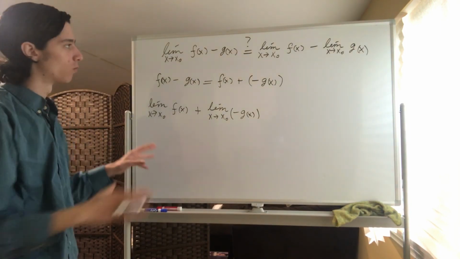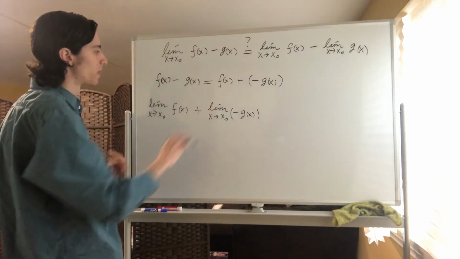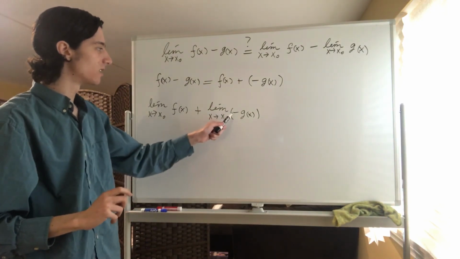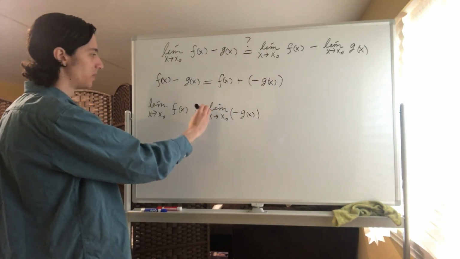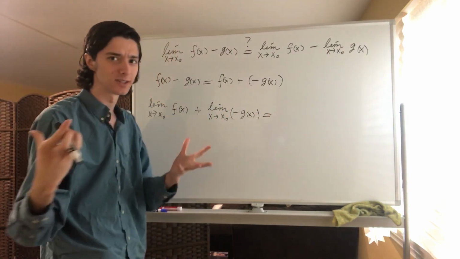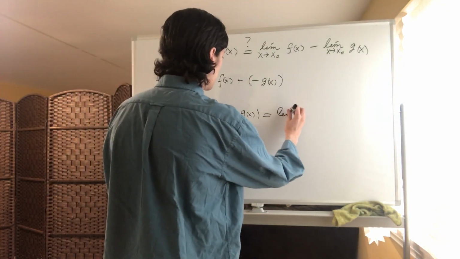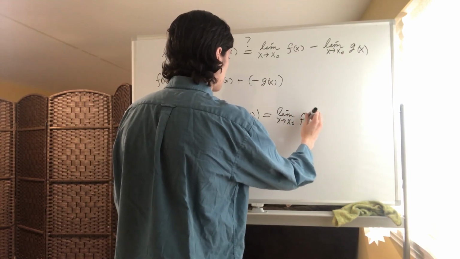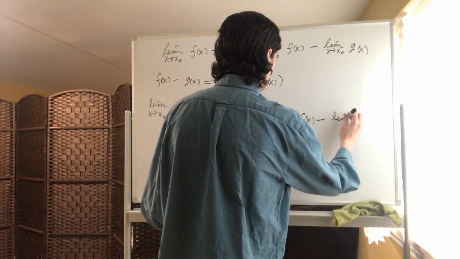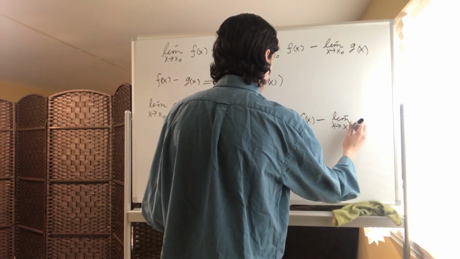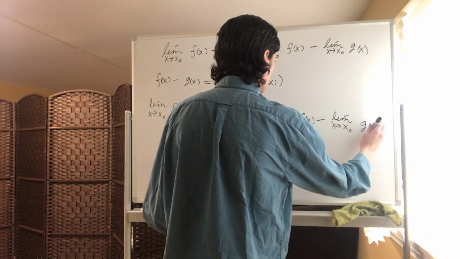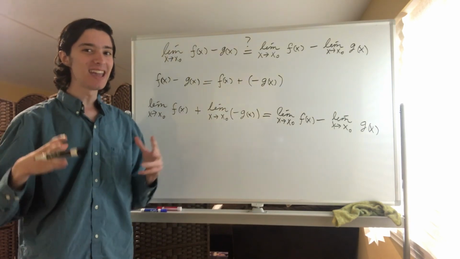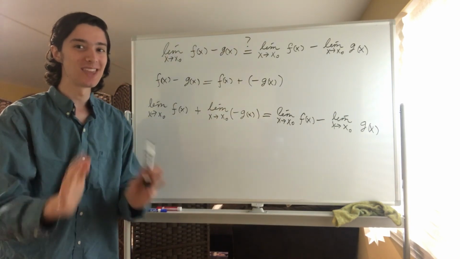So this isn't quite what we want in this first equation. But if you saw my constant law video, then you can see that this negative is actually something that we can just take out, move to the front of the limit, so to speak. And this will leave us with the limit as x approaches x naught of f of x minus the limit as x approaches x naught of g of x. So therefore, with that information, we have proven the addition and subtraction law for limits. Thank you very much for watching.